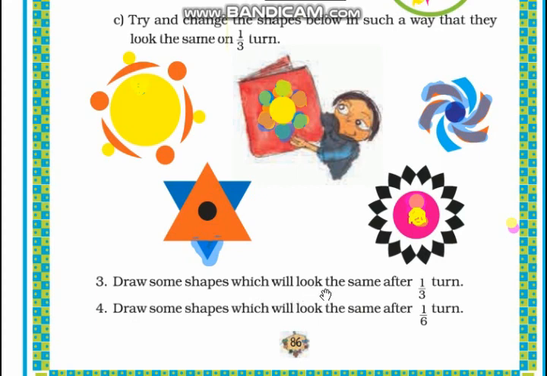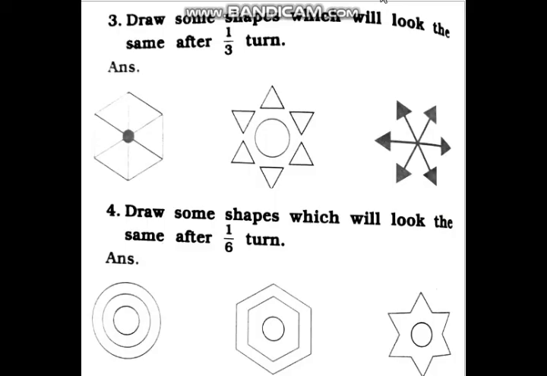Question number 3: draw some shapes which will look the same after one-third turn. And question number 4: draw some shapes which will look the same after 1/6 turn. So children, here is the answer of question number 3. Here are the shapes which will look the same after 1/3 turn. Children, if you like, you can draw other shapes on your own also. And here is the answer of question number 4. Here are the shapes which will look the same after 1/6 turn. Here also, if you like, you can draw other shapes on your own.